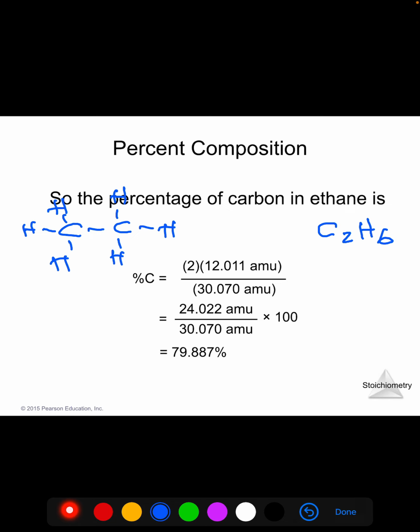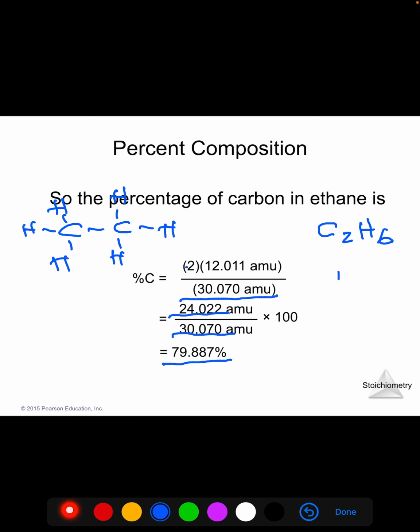That's a legitimate question. And so we just calculated that the ethane has a formula weight or formula mass or molecular mass of 30. And 2 carbons, each carbon's 12.011, so they have a combined mass of 24. And 24 divided by 30 is almost 80%. Okay? 79.887, but for our purposes, 80%.